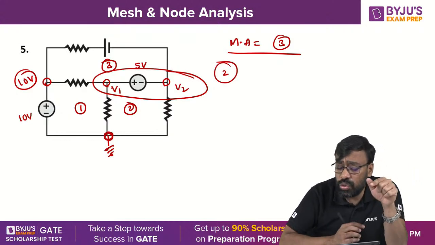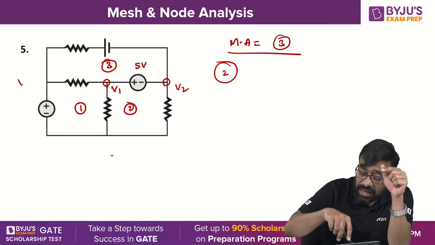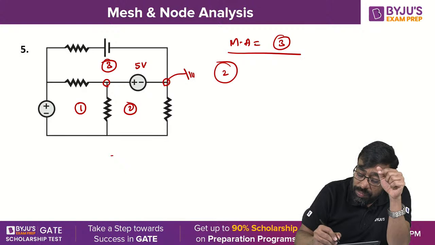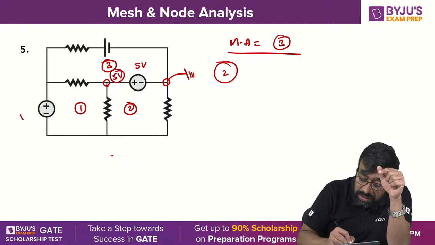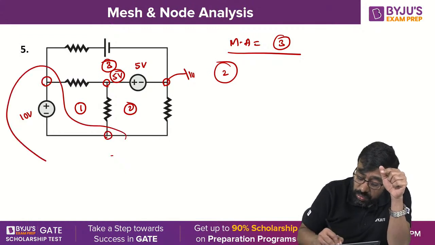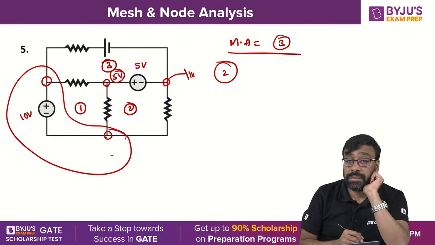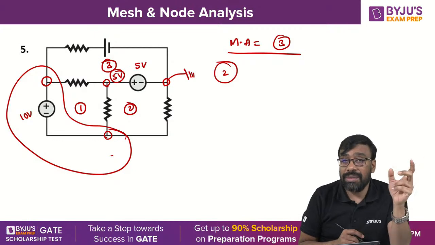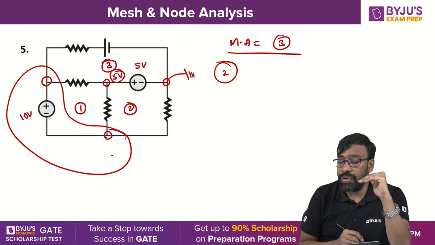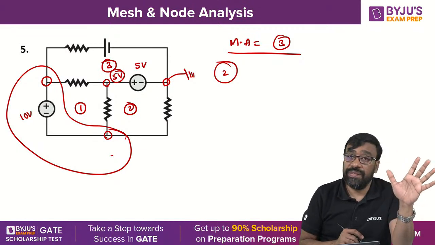In order to escape from the supernode, what I can do is select this node as the reference node. Obviously this will become 5 volts, but here these 2 are now the principal nodes. This is forming the supernode. You understand, all of you? Sometimes you cannot escape from the supernode even if you shift the reference node from the bottom node to any other desired location. Still you will be facing the supernode.